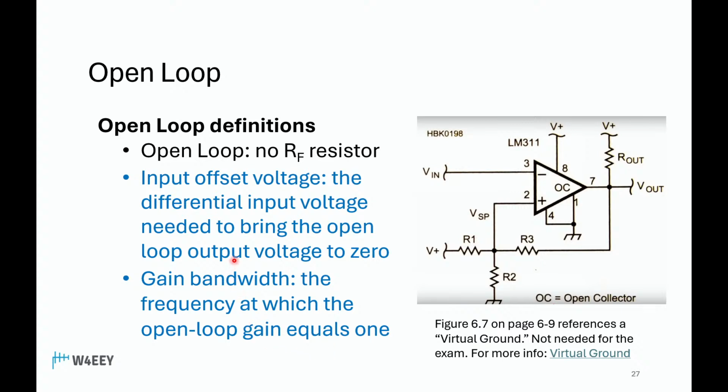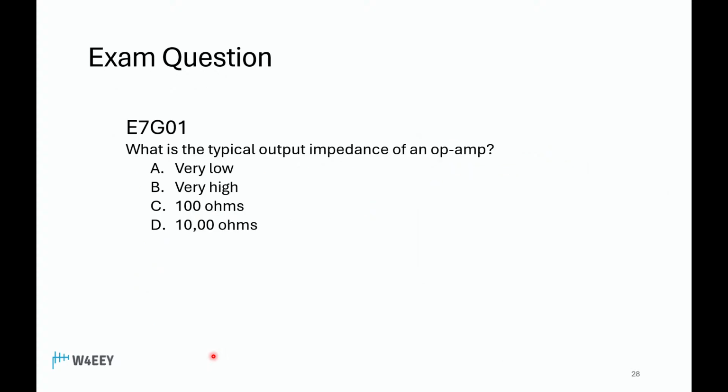So let's see if we can make sense of this now. Gain bandwidth is the frequency at which the open loop gain equals 1. The reason I'm giving you that background is so that you can better relate to the pool question and some calculations. Okay, what is the typical output impedance of an op amp? There's kind of a trap here, but let's see if you can get it first. Typical output impedance.